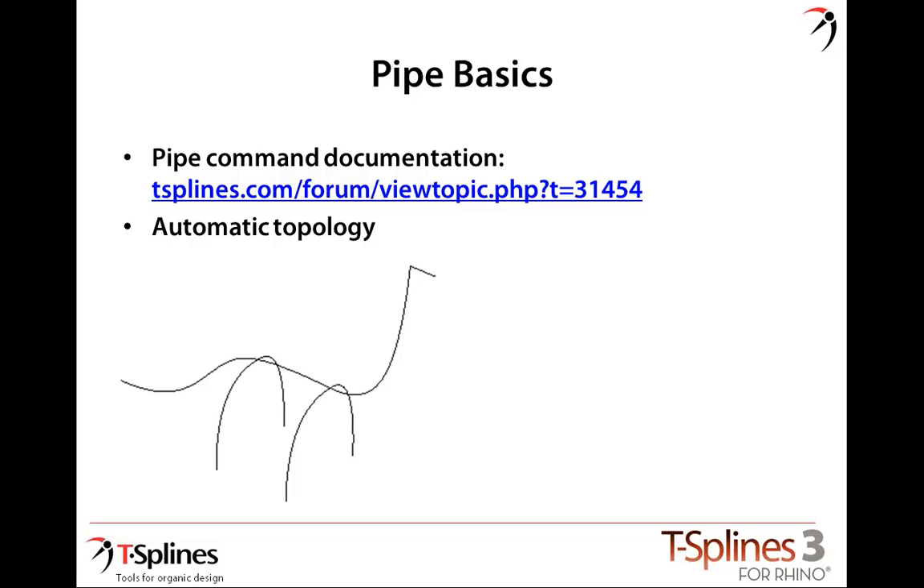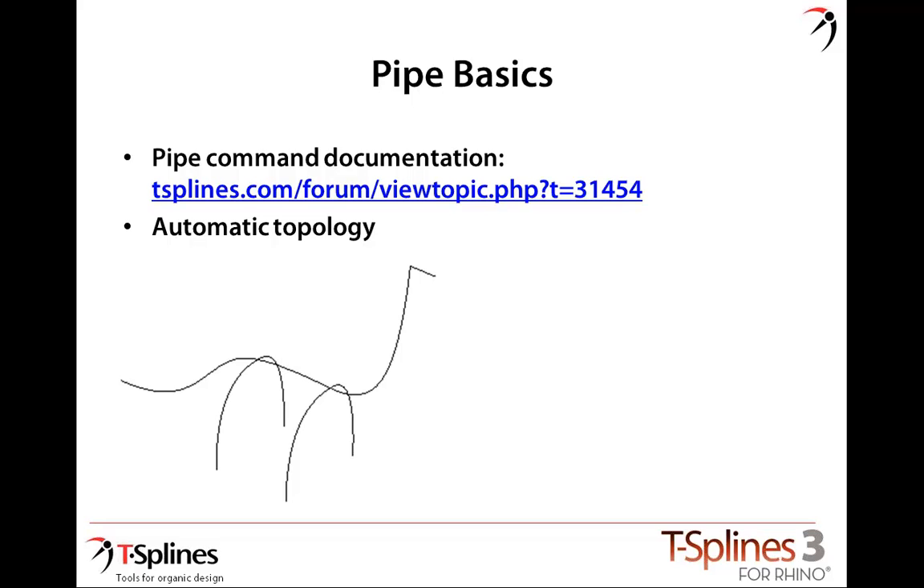Just as a very brief introduction for people who aren't familiar with pipe, one of the biggest problems that we have with people coming from a traditional NURBS modeling background to T-Splines is that the concept of topology is a very new and kind of tricky concept. And so we were trying to think of ways that we could simplify that concept. We could let users, for certain types of models, not have to worry about topology at all.